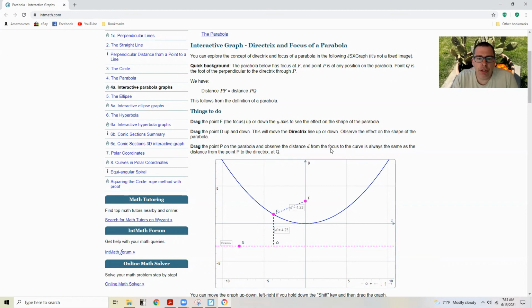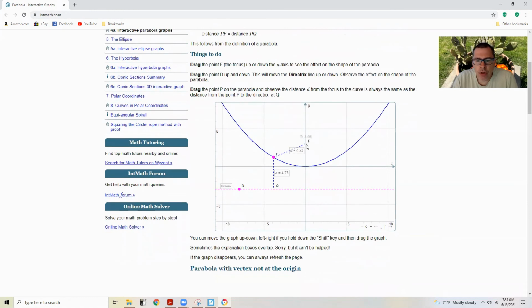The first thing it asks us to do is to drag point F, the focus, up or down the y-axis to see the effect on the shape of the parabola. Notice that the distance from F to P is 4.23, and the distance from Q to P is 4.23. If I move the focus closer to the parabola, the distances stay equal, 2.41, 2.41. The closer I move the focus to the directrix, the narrower the parabola becomes. If I move that point away, the parabola increases slower. We're getting further from the point and the directrix at a slower pace. So that's what moving F does. It makes the function steeper or flatter.